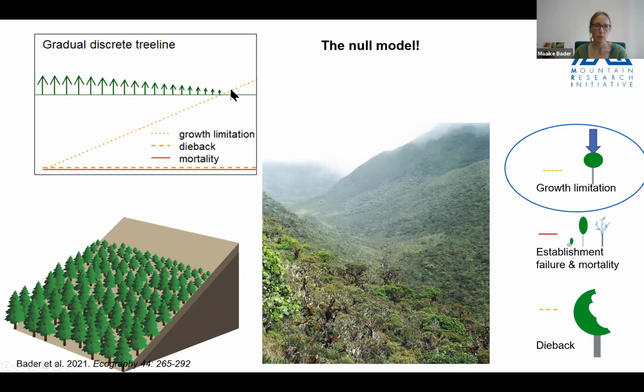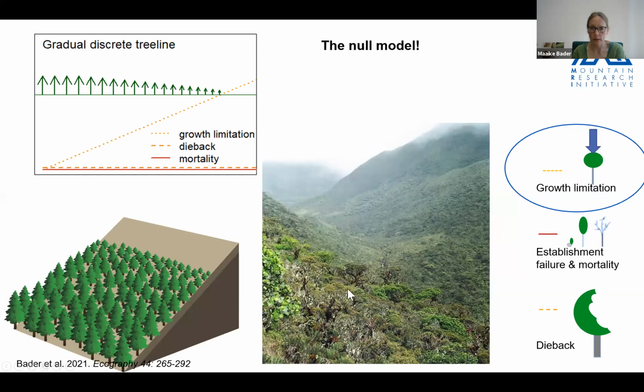So trees are getting more and more restricted in their growth, so they stay smaller and smaller until at some point they can't grow at all. So for this tree line, we don't need dieback, we don't need increased mortality with elevation. So in my mind, this should be the null model. If the tree line is really only determined by growth limitation, then the trees should only get smaller. They should not get fewer.